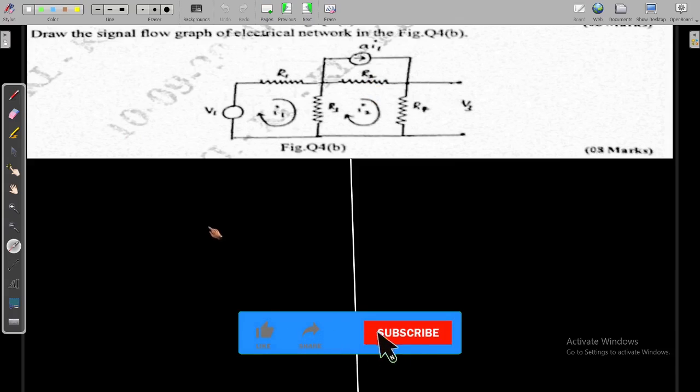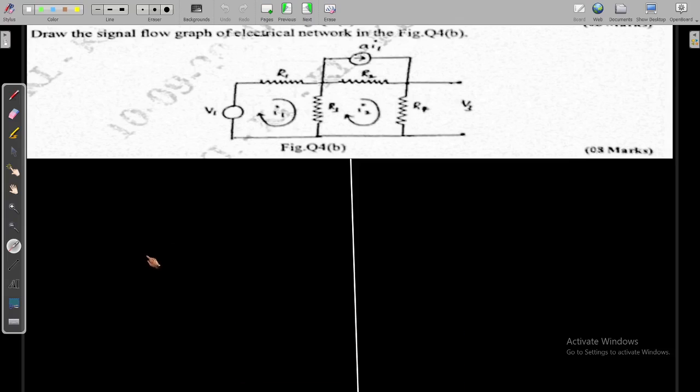After that you have to write the individual branch equations and also node voltage equations. Let us write the equations for each branch and also for each node here. So first we will write for this branch. I will highlight the branch here. So first we will write this branch.